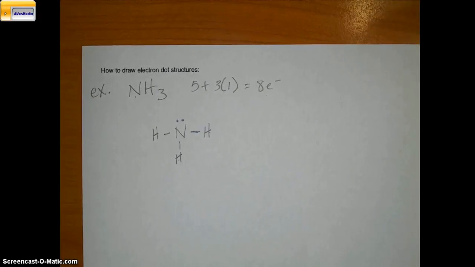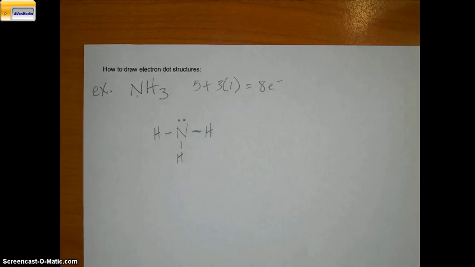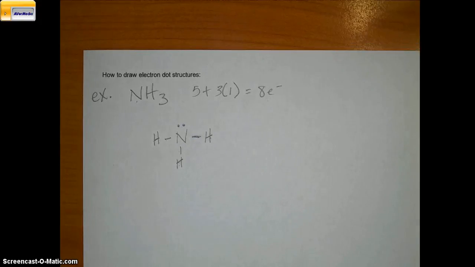They're just on the nitrogen. They're already paired up. Okay? So we've basically gone through steps 1 through 5 in our rules. We don't have to do step 6 because we had enough electrons. The nitrogen has 2, 4, 6, 8. It's following the octet rule. The hydrogens all have 2. They're following the octet rule. And that would be an electron dot structure for NH3.